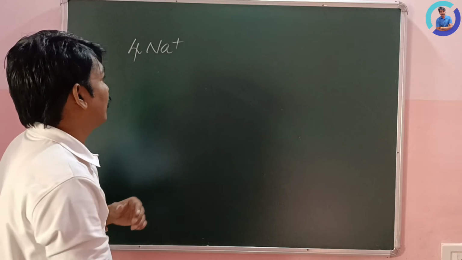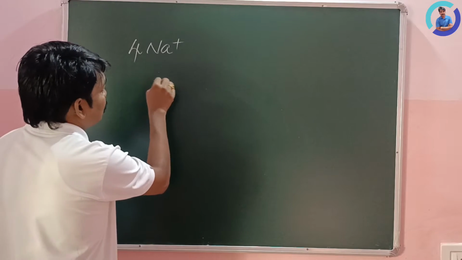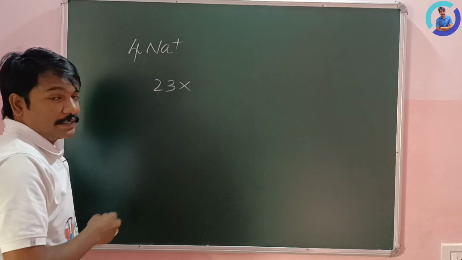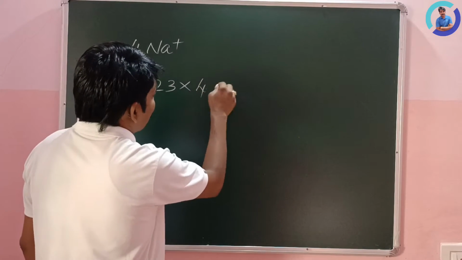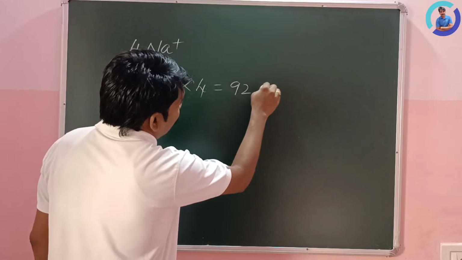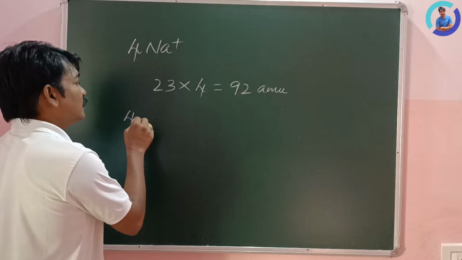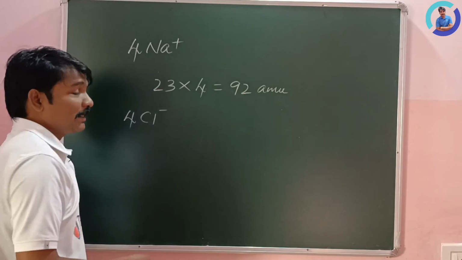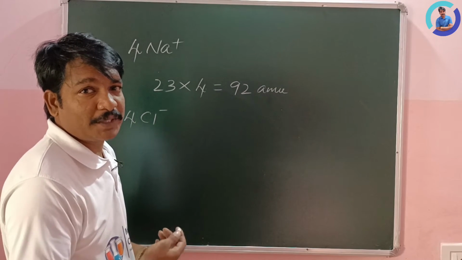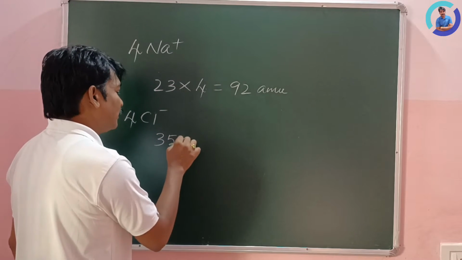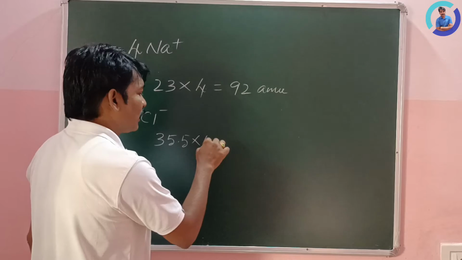Only the electron is going out, and there is no change in the mass. The atomic mass of sodium is 23, and there are 4, so 23 times 4 is 92 AMU. And for chloride ions, Cl minus, by gaining an electron, it is not going to get extra mass. The same mass will be there, that is 35.5 AMU, and here 4 are there.